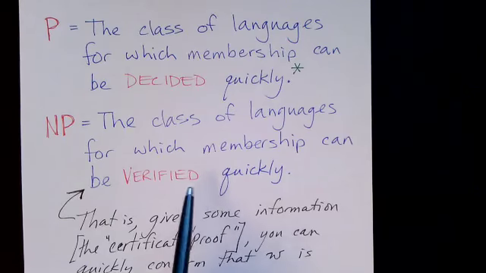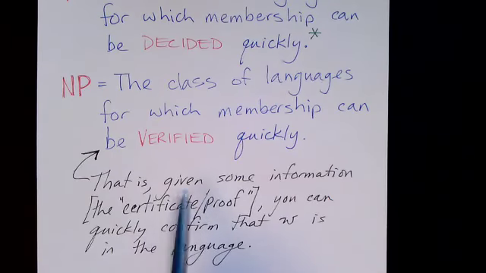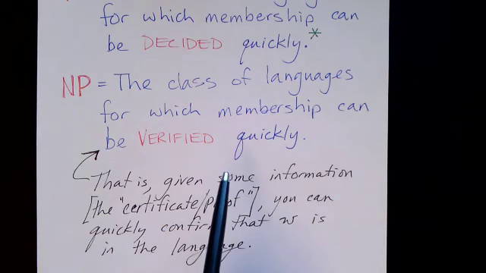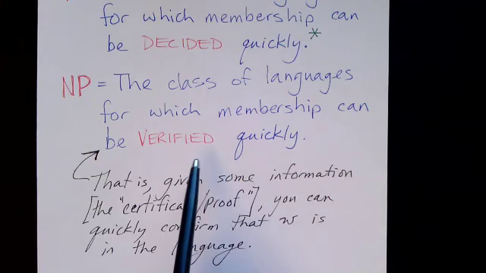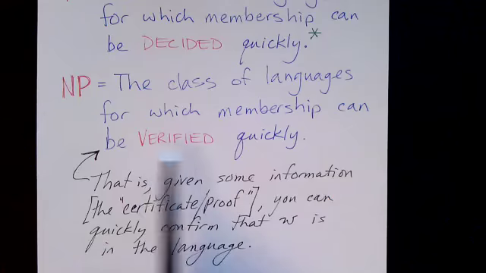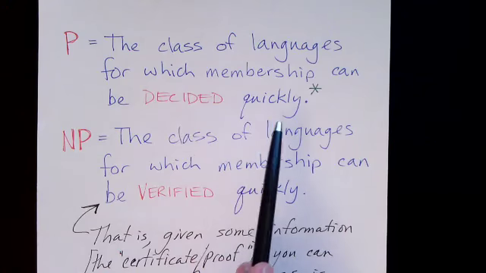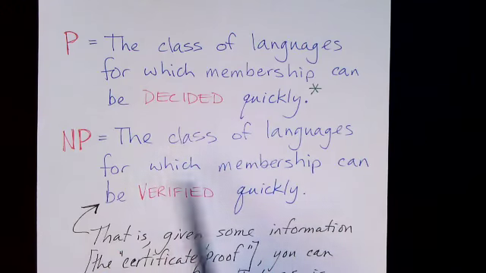In this case, our certificate is the evidence, if you will. The evidence being a list of nodes that form the path itself. The question is whether the path exists, and deciding that is difficult unless, of course, you've got the path itself. So our certificate or proof that a particular graph contains a Hamiltonian path is the path itself. So in P, membership can be decided quickly with no other information. In NP, membership can be verified quickly with additional information.